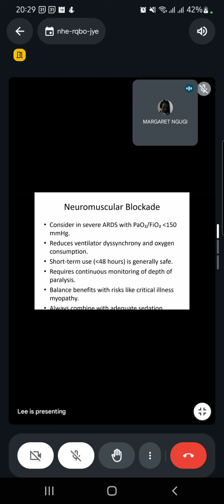You can employ neuromuscular blockade in severe ARDS. This reduces ventilator desynchrony and oxygen consumption. It is employed for short-term use, less than 48 hours. It requires continuous monitoring, and it's only used when you're sure of your hemodynamic status, that it's okay, normal. Next slide.